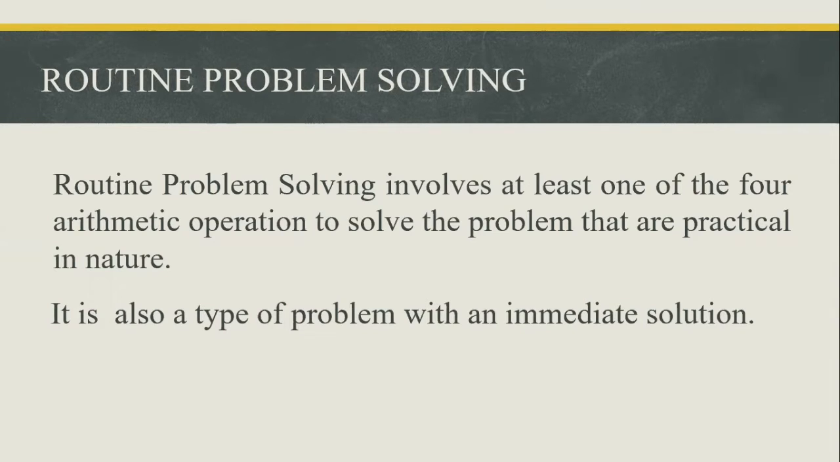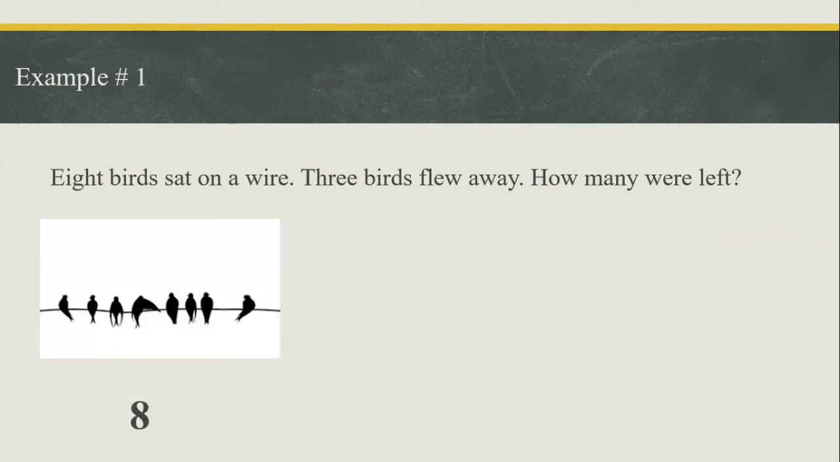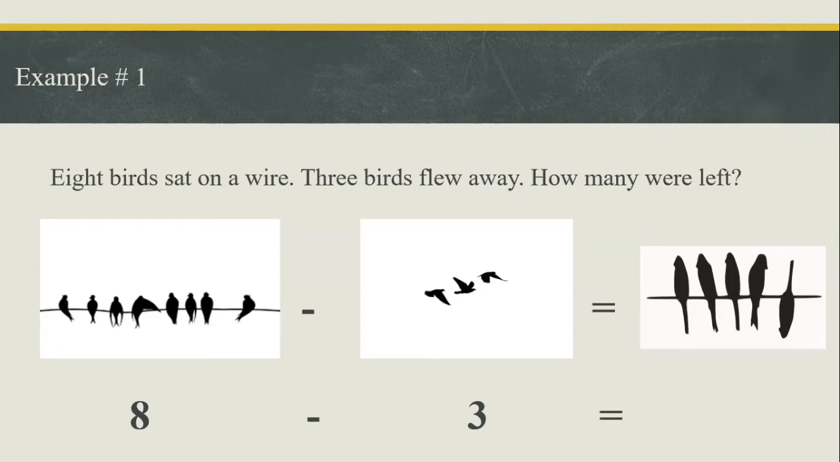For example, 8 birds sat on a wire. 3 birds flew away. How many were left? So we have 8 birds sitting on a wire, and 3 birds flew away. So we subtract 8 minus 3, and that is equal to 5.